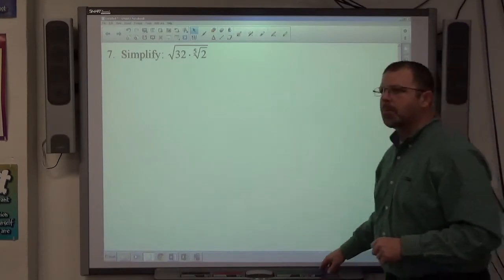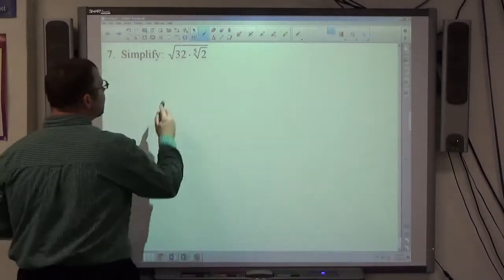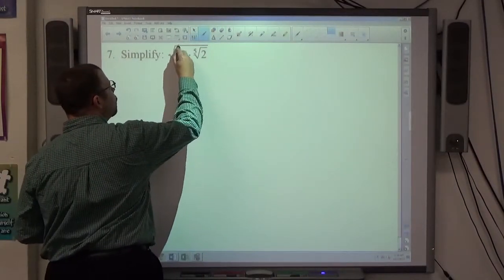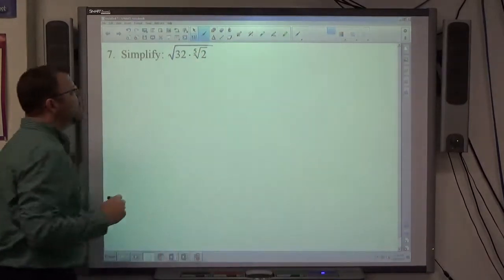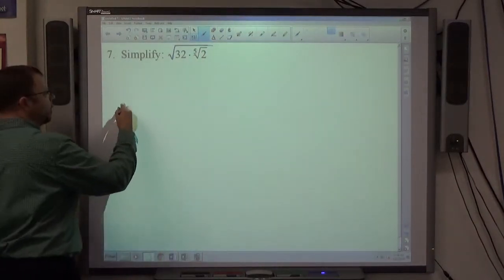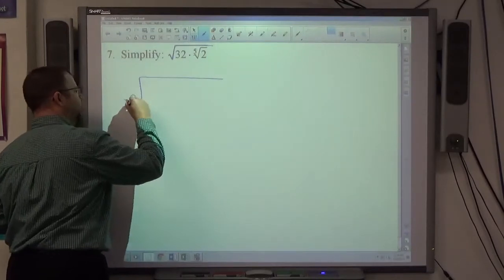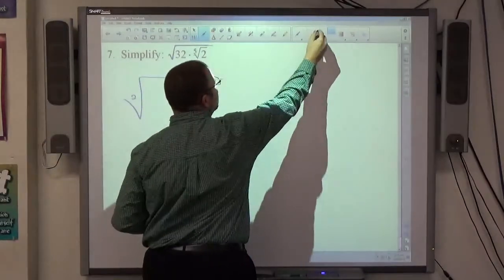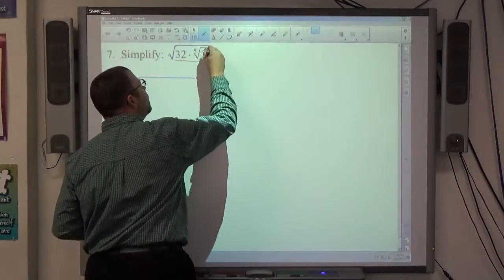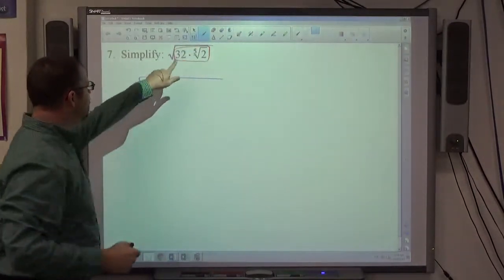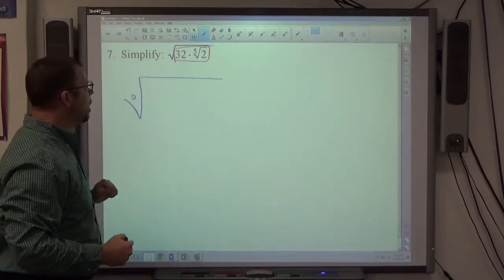Number 7, similar type of problem, different technique. This time you can see the square root goes all the way over everything. So when that happens, our first priority is to deal with the stuff inside. So I'm going to deal with all this stuff inside. And my goal is to get both of these numbers to be the same number raised to some power.